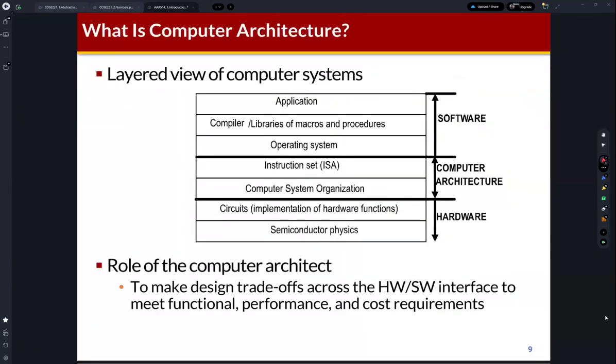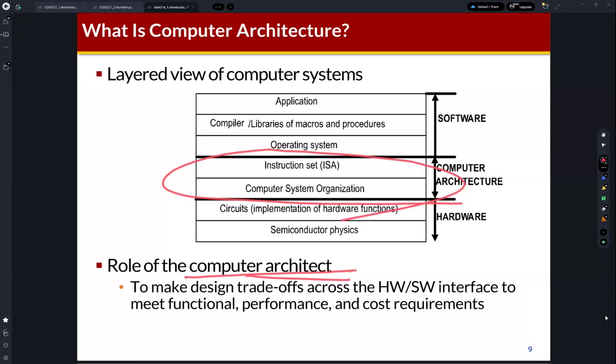This also shows the layers of a computer system. I just copied this figure from the textbook. Usually we can divide computer systems into software and hardware. Someone thinks that computer architecture is in the hardware area, but that's not true. Computer architecture is located between hardware and software, so it includes both hardware topics and software topics. It's very broad, so we need broad knowledge to work on computer architecture research. As I mentioned, traditionally computer architecture covers the instruction set architecture and the computer system organization.